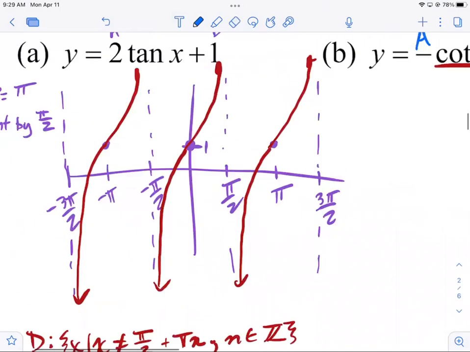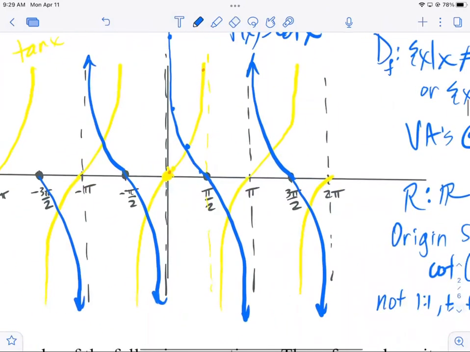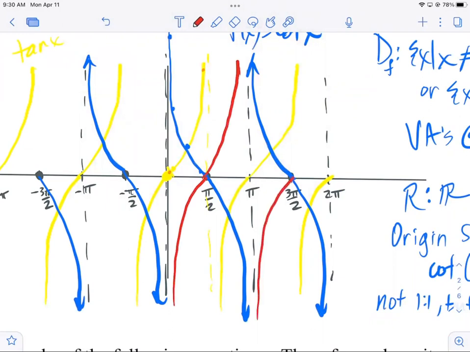So it's going to reflect it across the X-axis, and then it moves down one, right? Well, let's look. What happens when you reflect cotangent across the X-axis? Let's do that in red. It turns it into a what? It turns it into an increasing function, right?